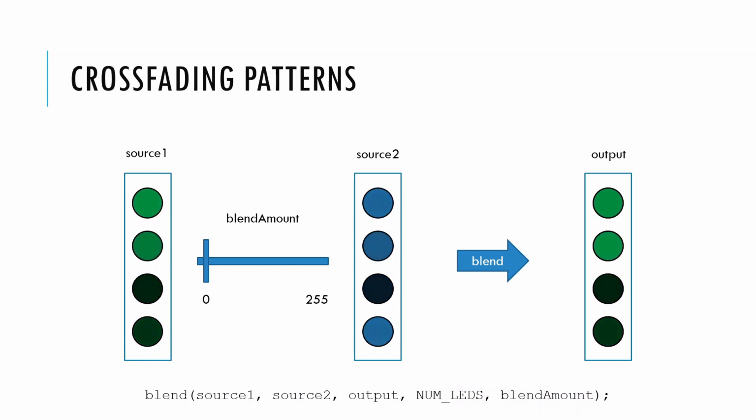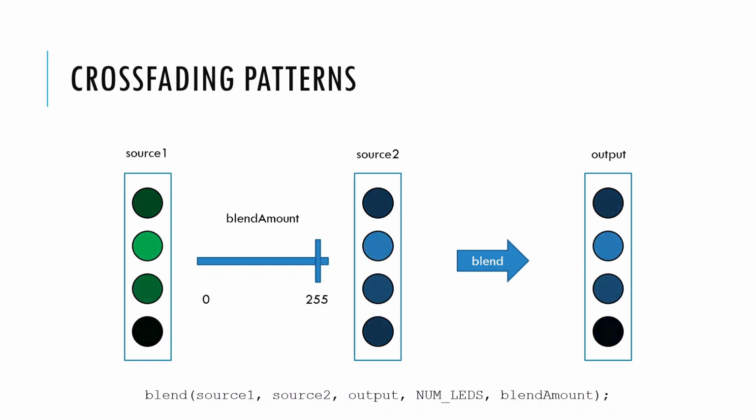Now there are many variations on the blend function. The one we're going to use here takes two input arrays, in our case source 1 and source 2, and an output array. The blend amount determines how much of source 2 ends up in the output. So at first we just set blend to 0. That means that none of source 2 is being blended in, so the output is just source 1. When we want to switch to another pattern, we slowly increase the blend amount, so more and more of source 2 gets added to the output, until the blend amount is 255. At this point, we're only seeing source 2 at the output, and we've successfully blended between patterns.